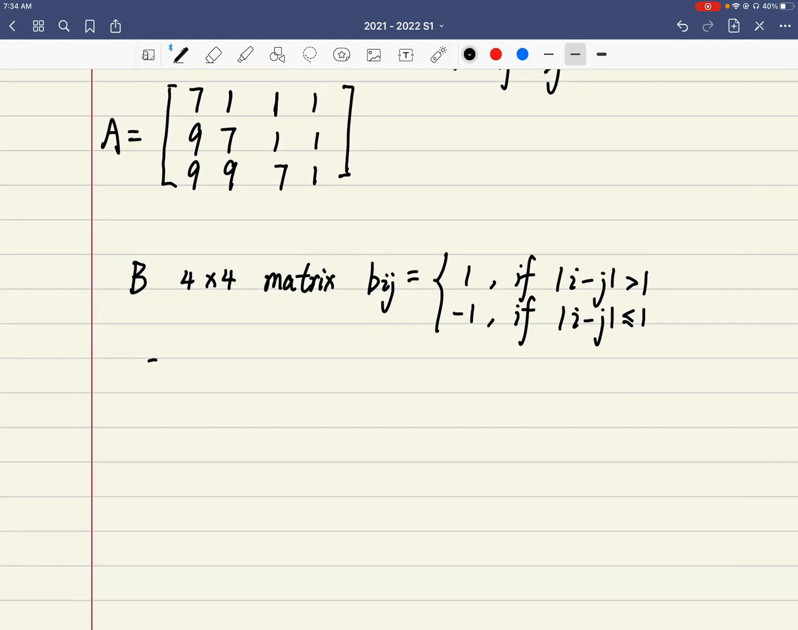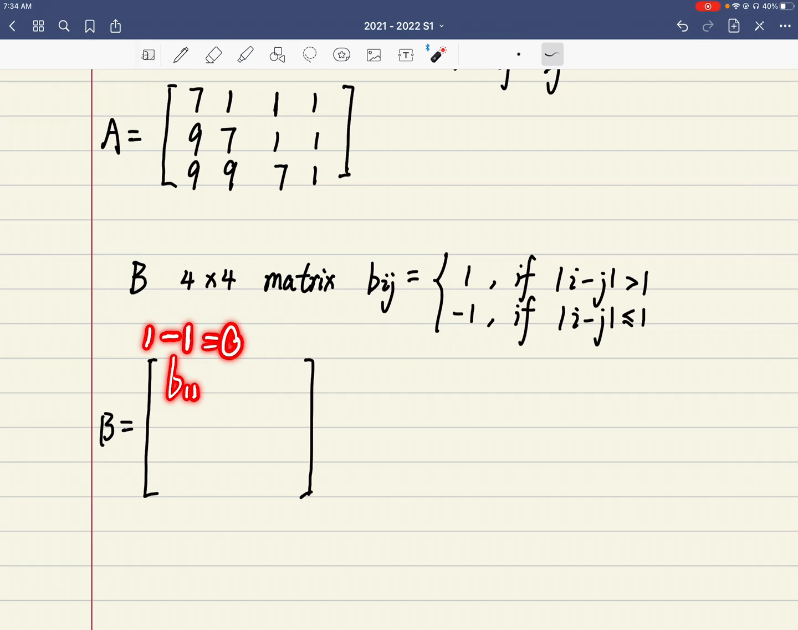Okay, so again, this should be B, right? It should have 4 rows, 4 columns. Okay, again, you just need to write down each entry. For example, this one is called B11. Okay, and now i is 1, minus j is 1. The result is 0, right? Which is smaller or equal to 1. Okay, the absolute value of this is smaller or equal to 1. So B11 should be negative 1. Okay, so you just need to follow this.